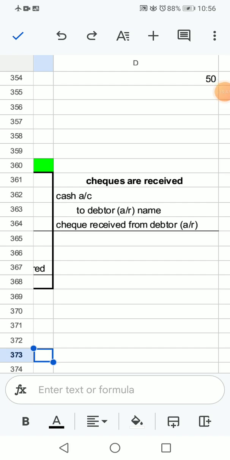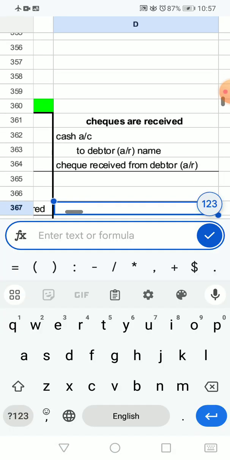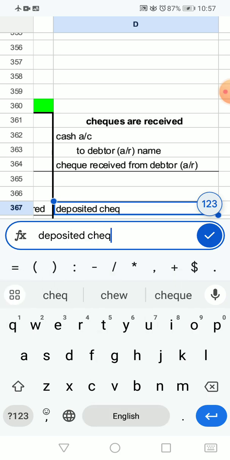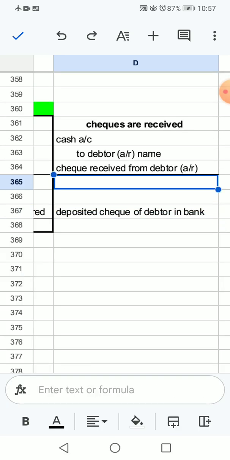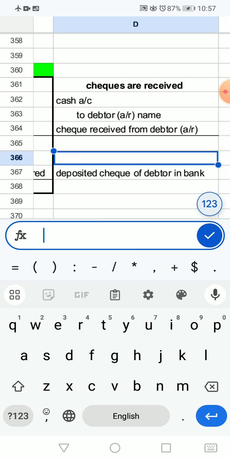And now what you will do? If you will receive check from debtor, obviously you will not keep that check at home for longer period of time. Next day or next time or same day, you will deposit that check. Deposited check of debtor in bank. Here you had considered that check as cash. When you will take that check to your bank account, it means check is going out and you have considered that check as cash. So you will write cash over here.